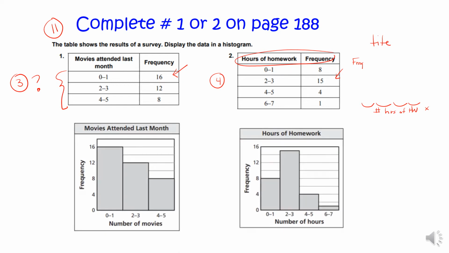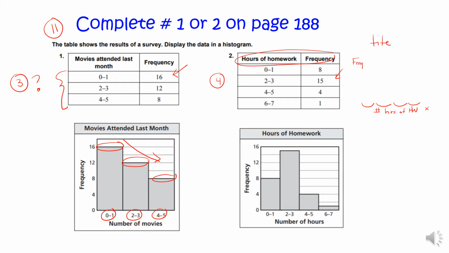Okay, so hopefully your histogram looks something like this. Now, when you're reading a histogram, it's important that you don't get mixed up and think that the data is going down. It's not. It's saying that 16 people watch 0 to 1 movies, 12 people watch 2 to 3 movies, and 8 people watch 4 to 5 movies. So as the number of movies goes up, the number of people is going down. Okay, so that's a negative correlation.